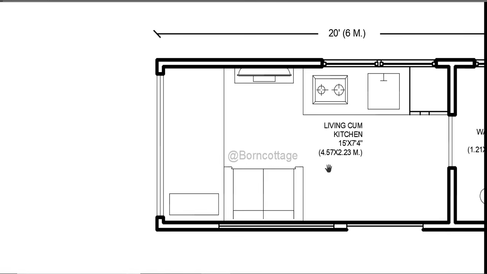So we have a living plus kitchen area. You can see here the kitchen cabinet with burner, sink and refrigerator arrangement. Also two large size windows for ventilation and light purpose of this area.